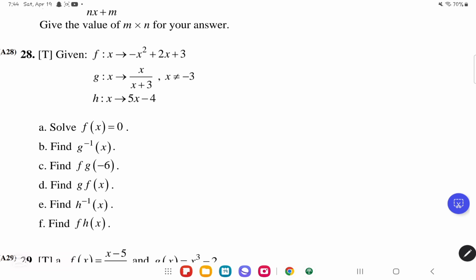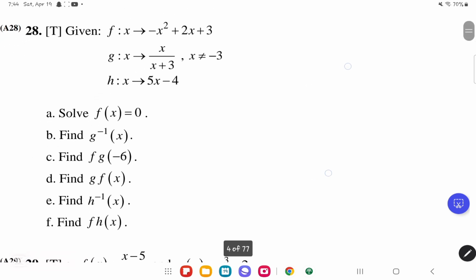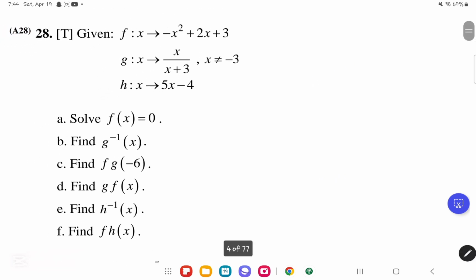So the first thing we have is part A. In part A, they said solve f(x) is equal to 0. Since we have the advantage of using a calculator, you can take your calculator and do mod 5, 3. You put for the first value minus 1, for the second value plus 2, and for the third value 3. You will get that x is equal to 3 or x is equal to minus 1. This is one way of doing it.